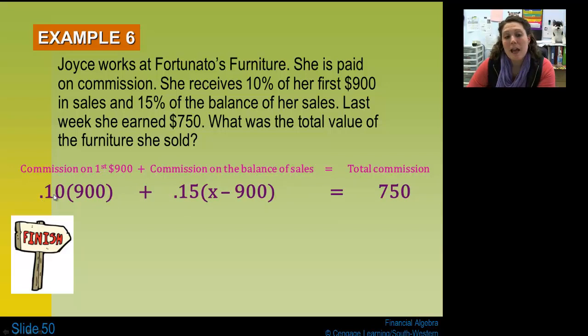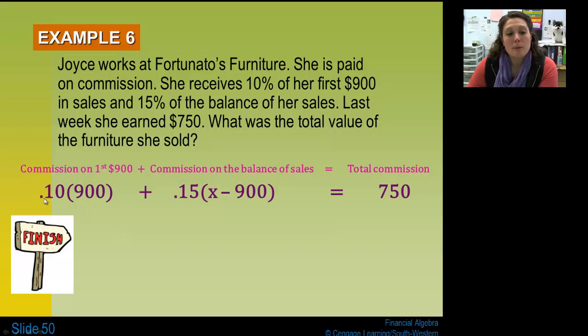So she gets 10% on the first $900. So again, I've converted my percent to decimal. And then she gets 15% on the balance of it. Well, we don't know how much she sold, which is why my X is in here. So I have 15% on the balance, which is the total of the sales minus the $900 she was already given the commission for. And then she made $750.